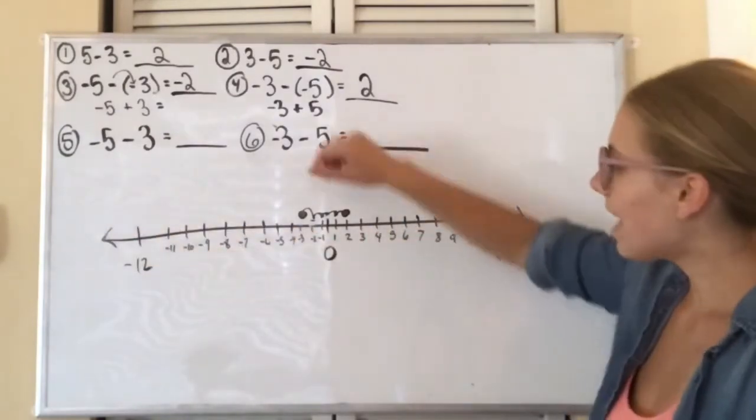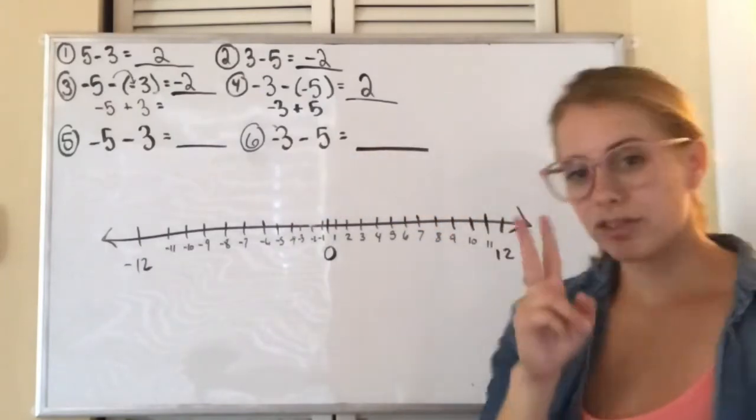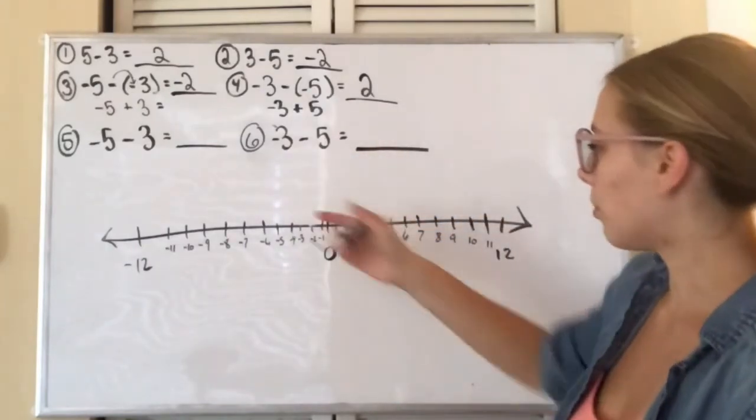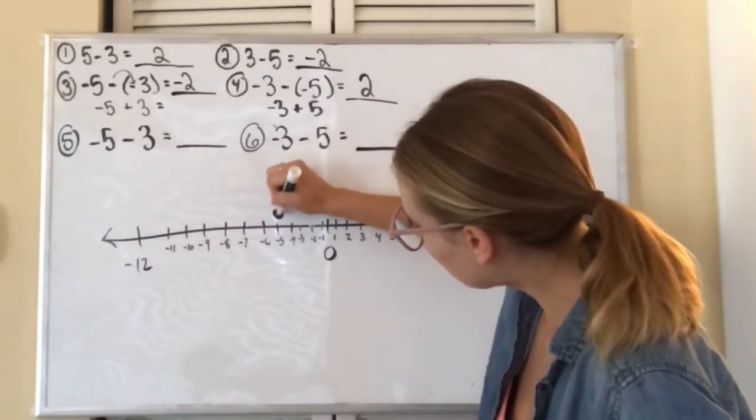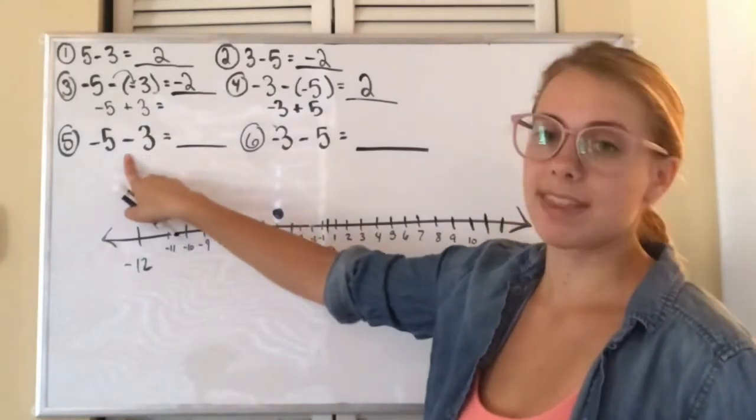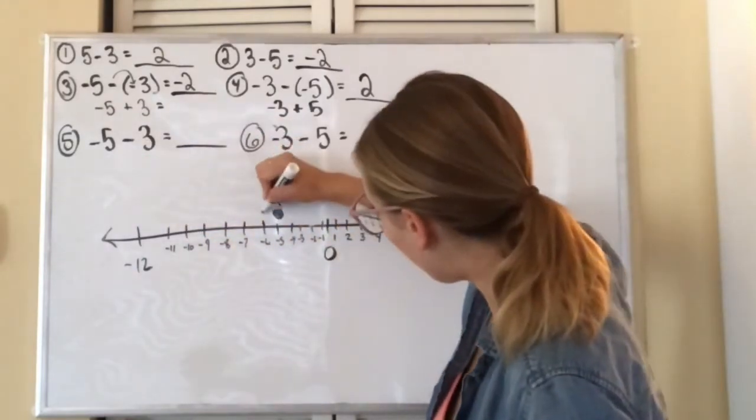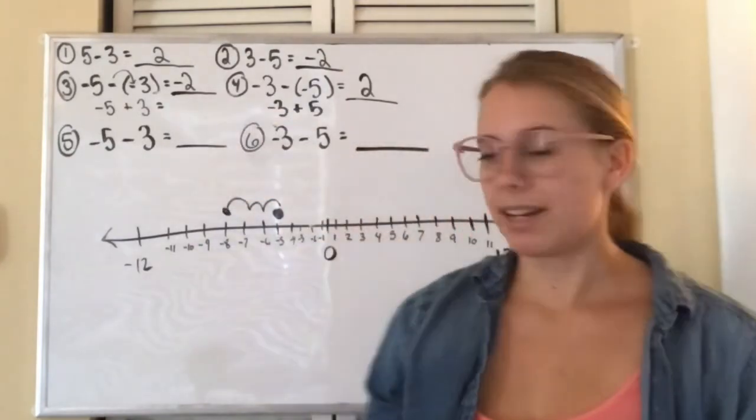Number 5 is -5 minus 3. Again, there's 2 ways you could think about this. The first way is you could put your dot on -5. And if we're subtracting 3, that means that we're moving to the left 3. 1, 2, 3, which gives you -8.